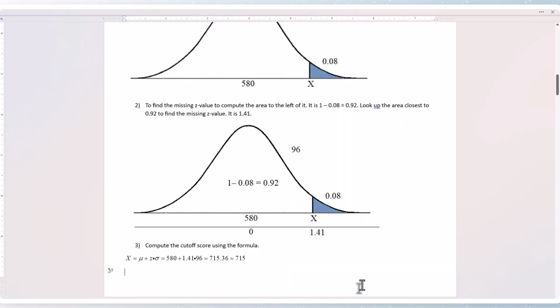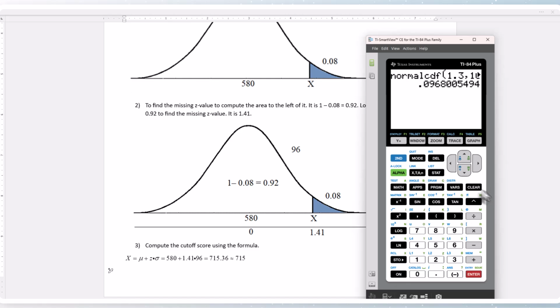So another way to do this is to use the graphing calculator. We type second, distribution. We go to inverse norm. Hit enter. We type in the area. In this case, we would type in the 0.92. Leave the mean 0, sigma 1. Press paste. Select enter again. If we round, it'll round to 1.41.